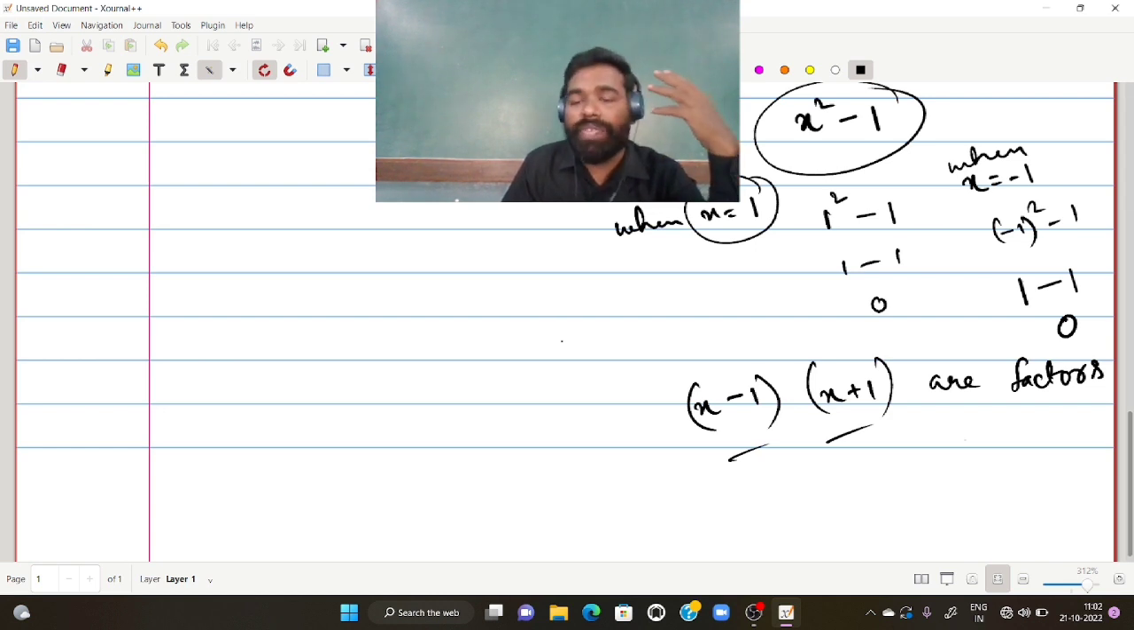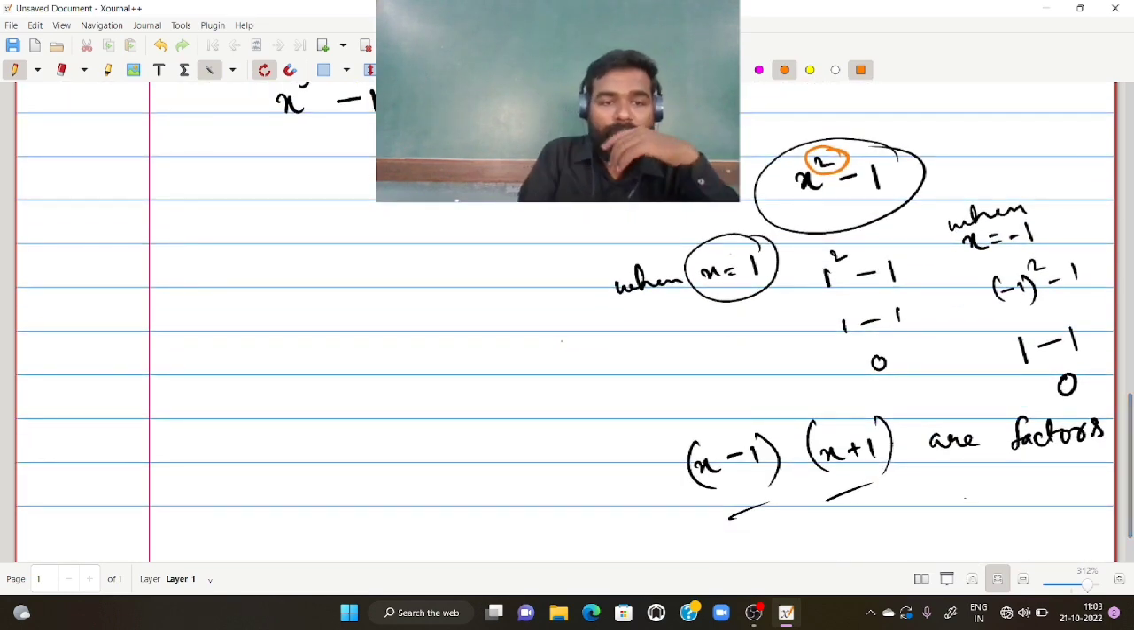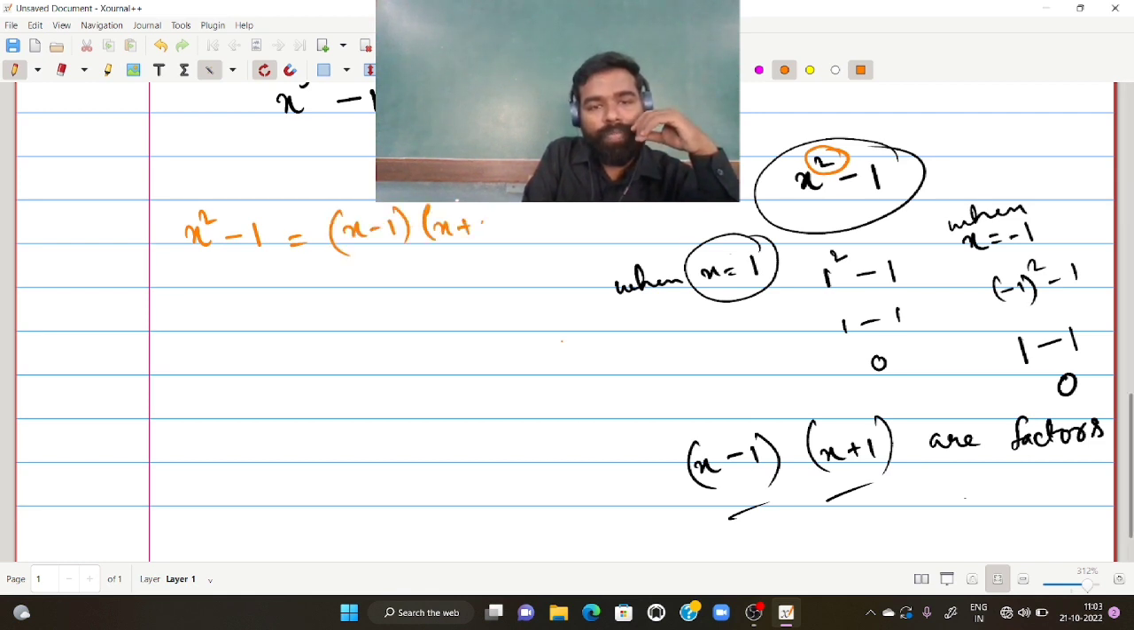So how many factors will we have? We will have three factors. Why? Because the power is 2. Sorry, we'll have only two factors because the power is 2. Okay? If you notice this problem, x square minus 1, we can write this as x minus 1 and x plus 1.